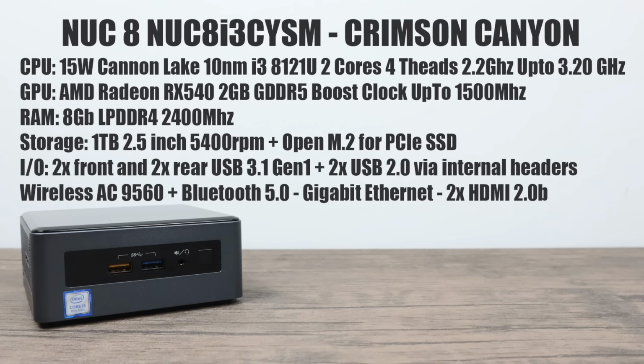So this is known as the NUC 8, NUC8i3CYSM. You can just search Crimson Canyon online and you'll find tons of information about it. For the CPU, we have the 15-watt Cannon Lake 10-nanometer i3-8121U. Two cores, four threads at 2.2 GHz, but it will turbo up to 3.2. What really got me interested in wanting to pick one of these up for review was the GPU. We have a dedicated AMD Radeon RX540, 2GB of GDDR5, it's not shared with the system memory. Boost clock up to 1500 megahertz.